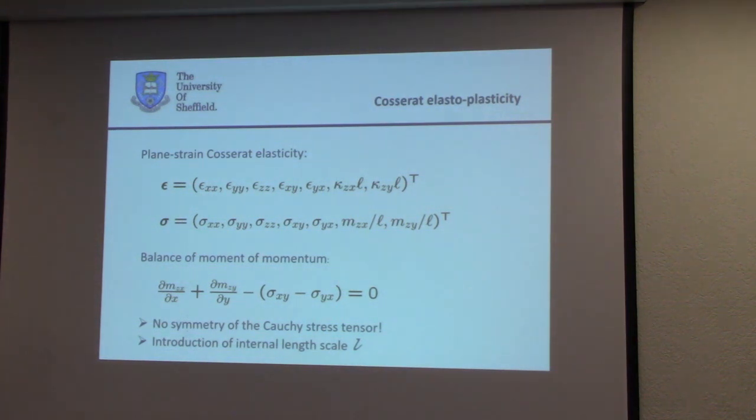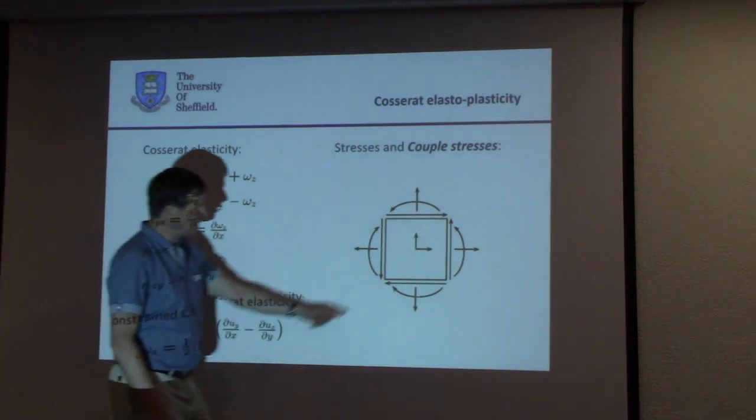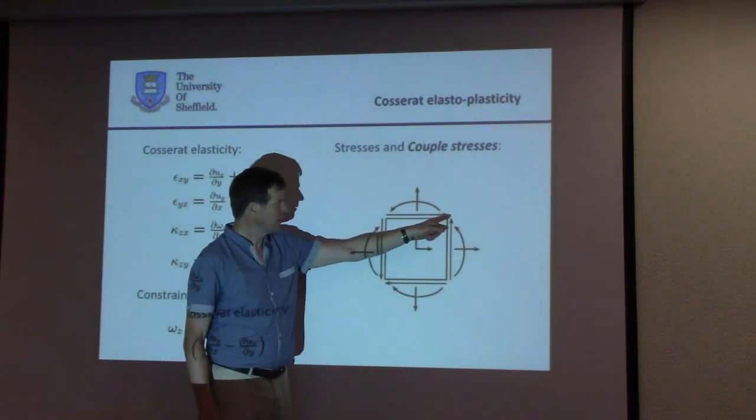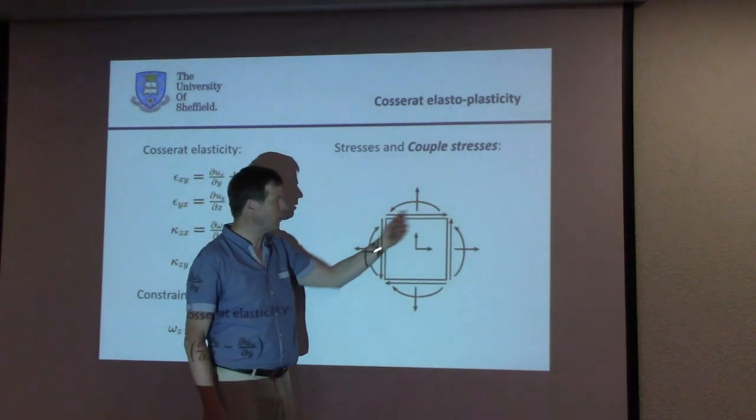Now, if you go to the balance of momentum, of course, longitudinal balance of momentum is not a problem. But when you look into the balance of angular momentum, then you get a different term. Normally, you have sigma xy equals sigma yx.